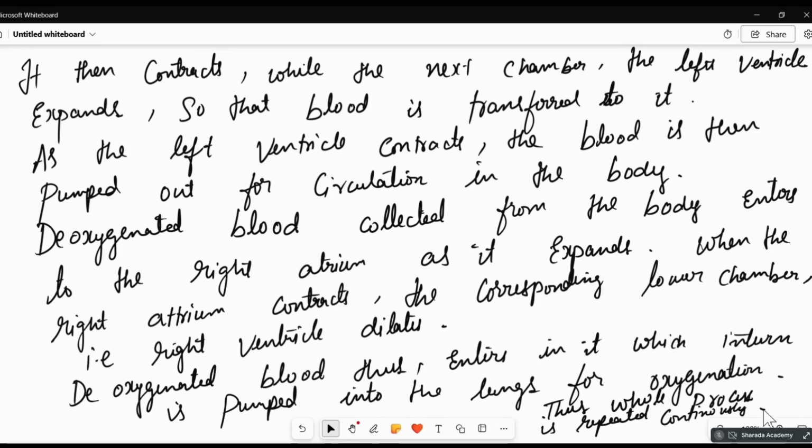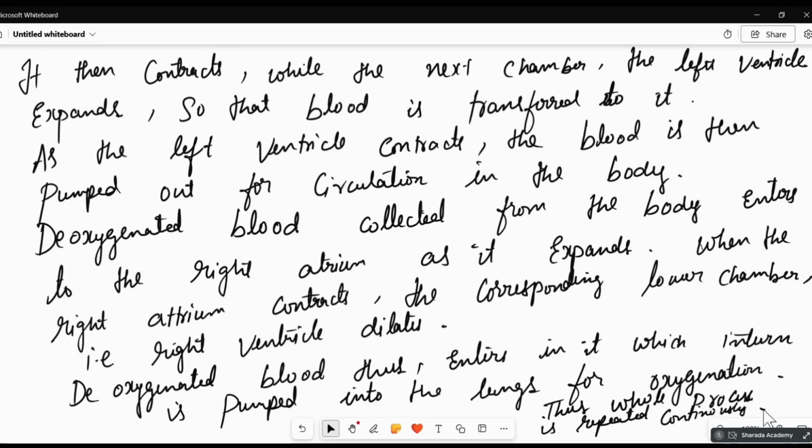Veins carry the deoxygenated blood. Arteries carry the oxygenated blood. But pulmonary veins are the only veins which carry the oxygenated blood, that is from lungs to the heart. And pulmonary arteries are the only arteries which carry the deoxygenated blood from heart to the lungs.